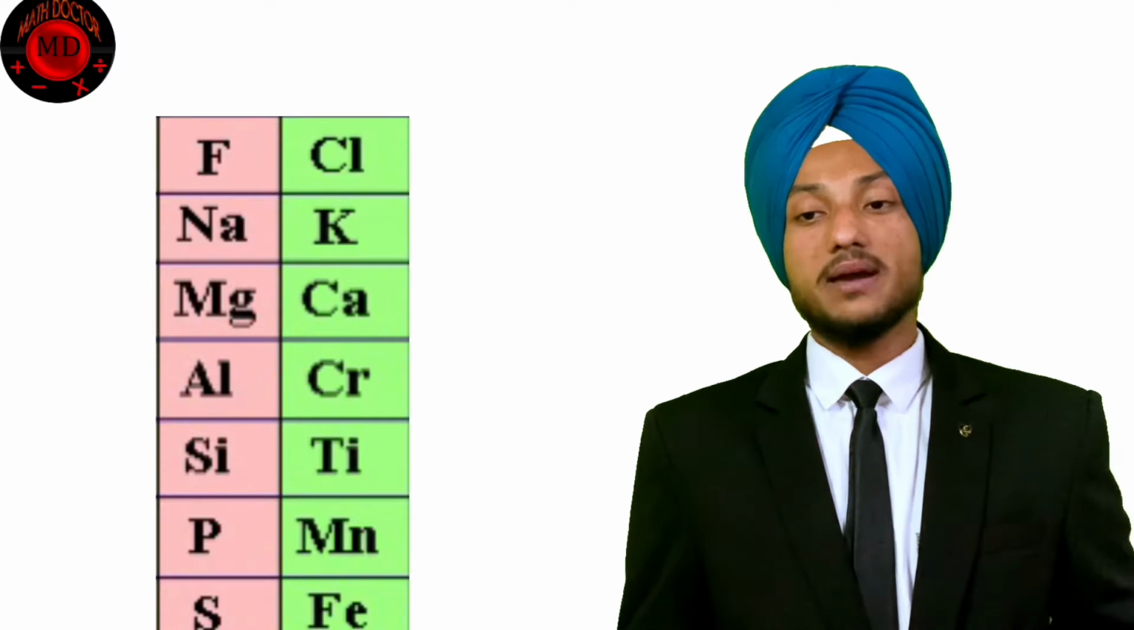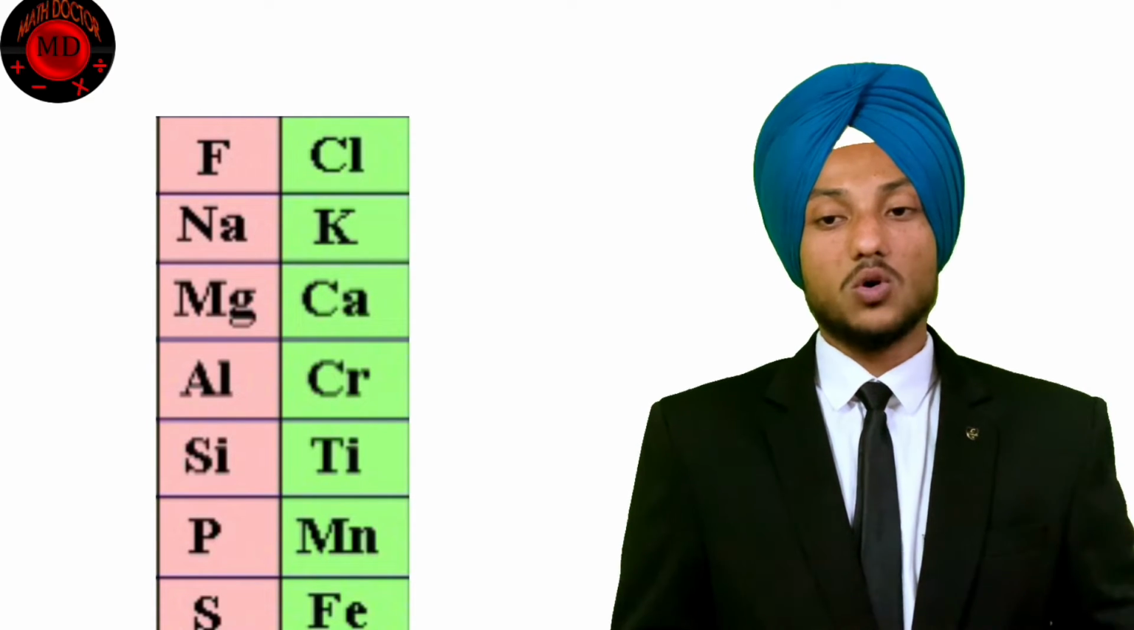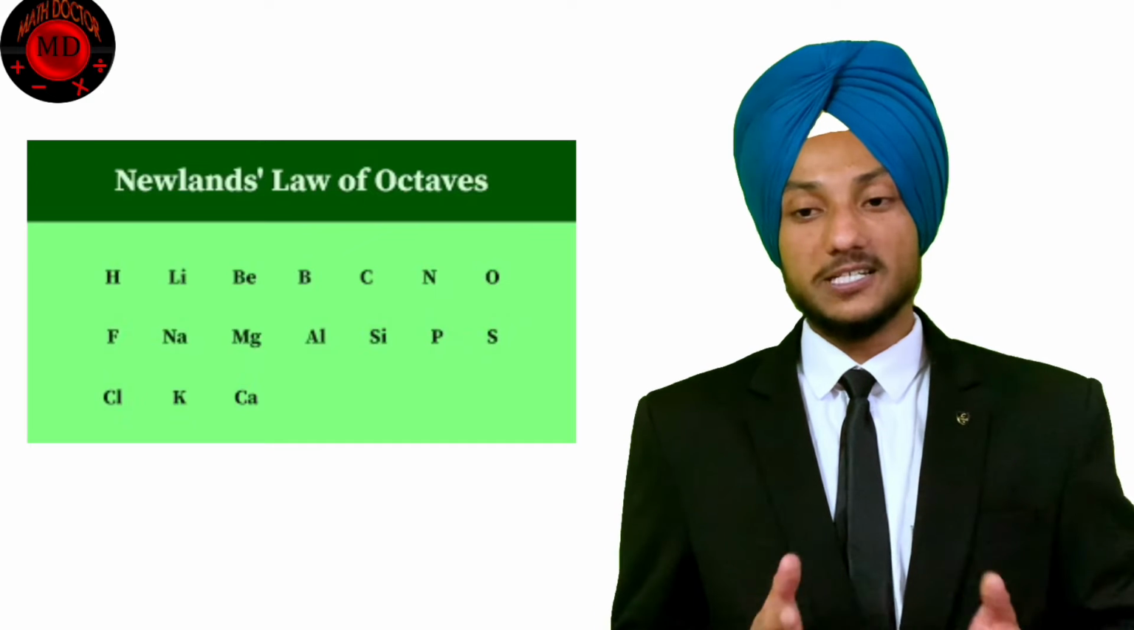Again, if we take sodium as the first element, then the eighth element from it is potassium. So, according to Newland's law of octaves, the properties of potassium should be similar to sodium. It has actually been found that sodium and potassium have similar chemical properties. In fact, all three elements, lithium, sodium, and potassium, have similar chemical properties. Newland could classify elements only up to calcium in this way.